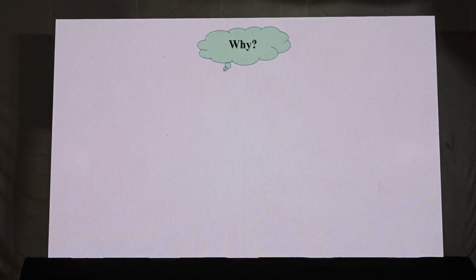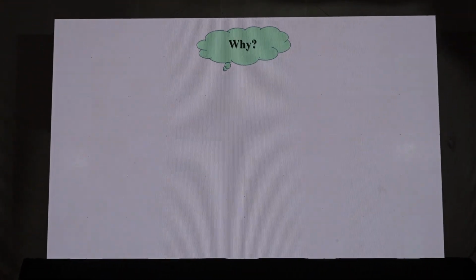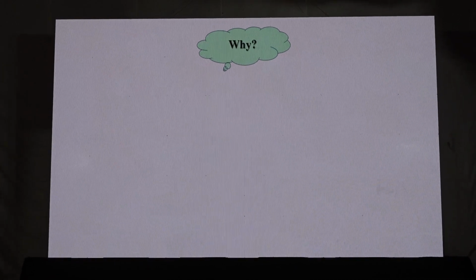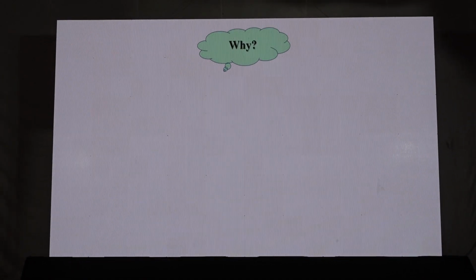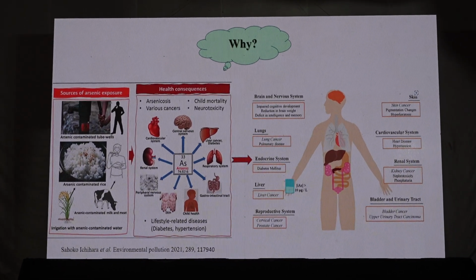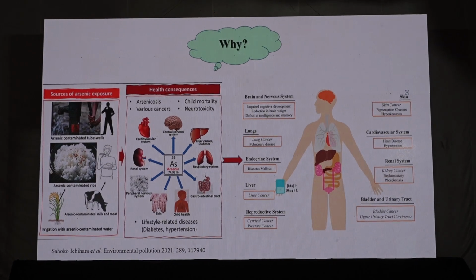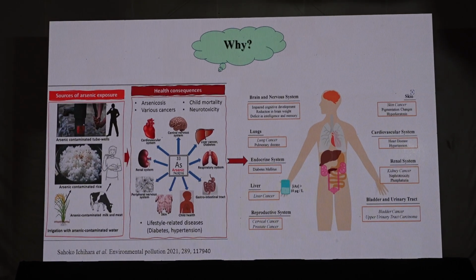So why did we select arsenic? Because the International Agency for Research on Cancer classified arsenic and arsenic containing compounds as carcinogenic to humans, and these are some of the sources of arsenic exposure and related health consequences. So we selected a potentiometric sensor for sensing arsenic in real sample analysis.